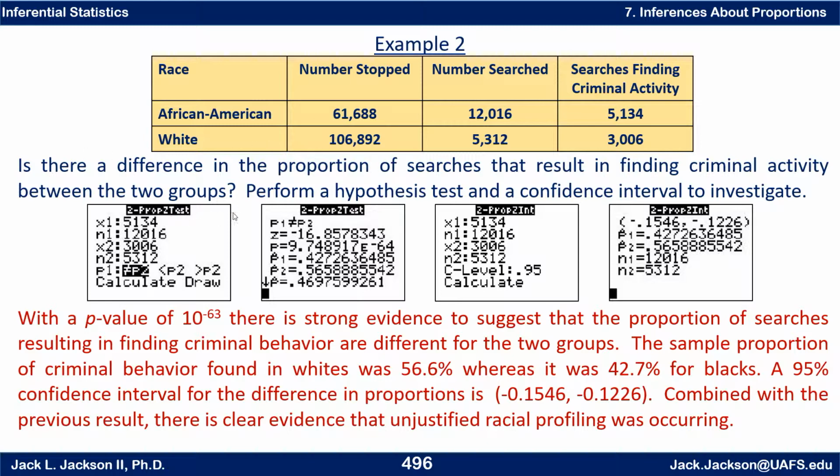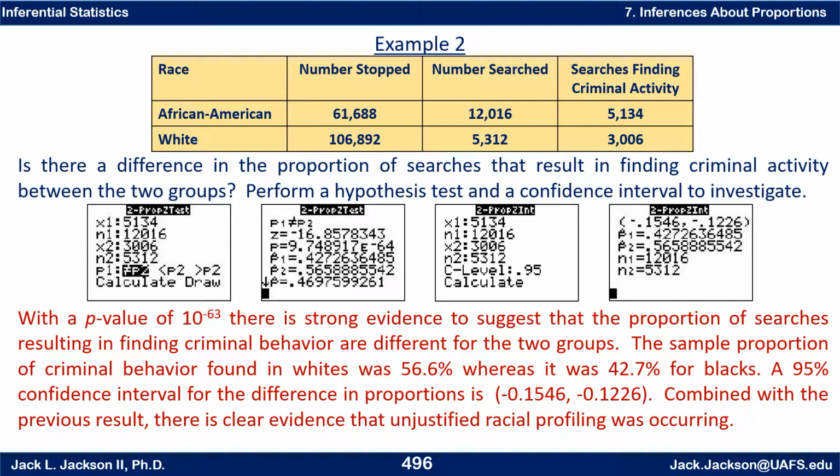This time the X, the number of successes for the first group, is 5,134 with the sample size of 12,016. The X for the second group is the number of criminal activities found, 3,006. The sample size is 5,312. This time I said do a two-tailed test just to say for difference, so it's a not equal to, and we can calculate that. Again, we get an extremely small test statistic, negative 16.85, and a p-value on the order of 9.7 times 10 to the negative 64. So this p-value is about 10 to the negative 63rd power, with 62 zeros and then a 1.